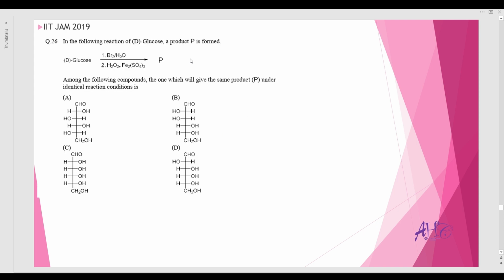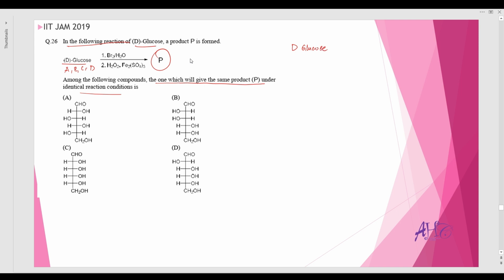Okay, next question. What they have asked is, in the following reaction of D-glucose, a product P is formed. Among the following compounds, which one will give the same product under identical reaction conditions? So in place of your D-glucose, we are going to have one more group. If you substitute one of the groups A, B, C, D, it should give the same product. So when will we get the same product? First let's look into your D-glucose structure.